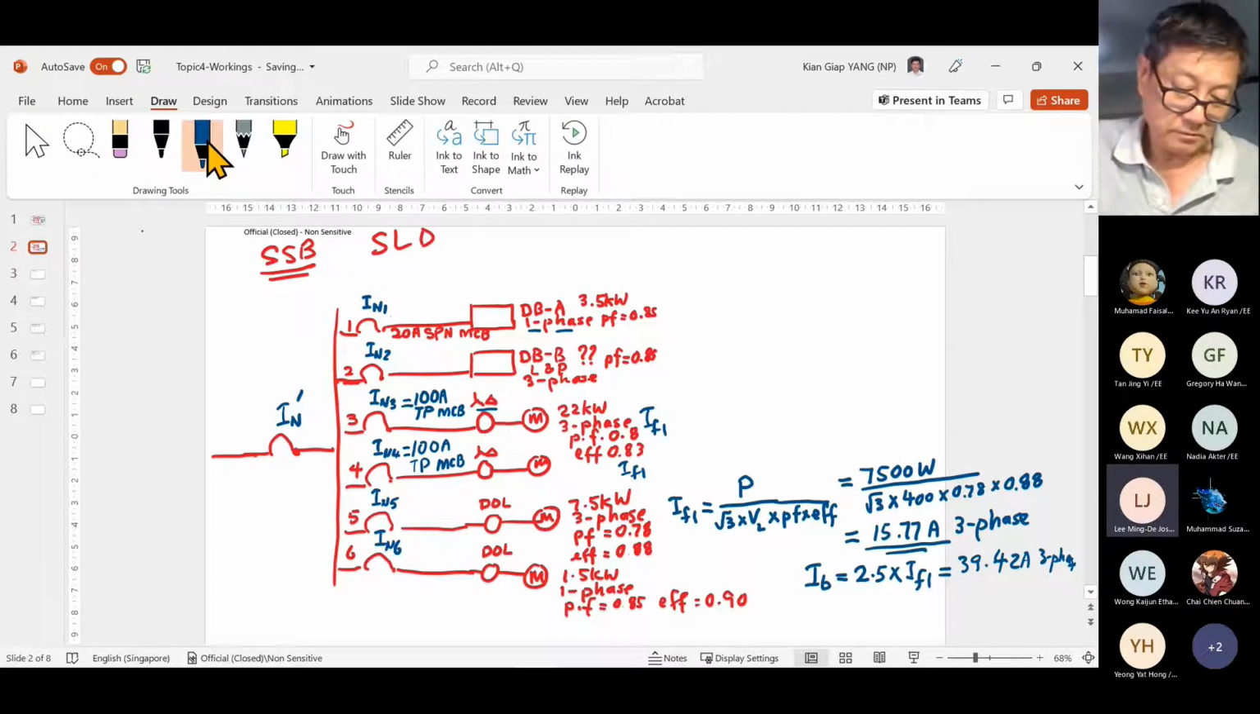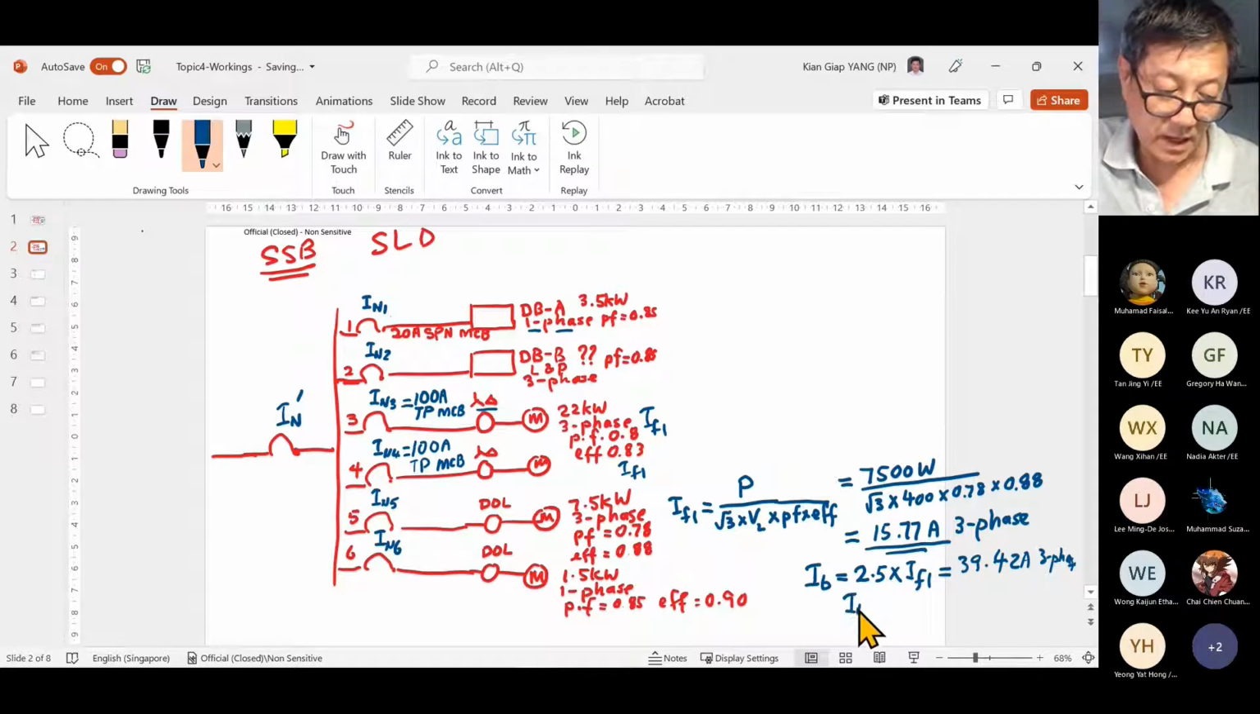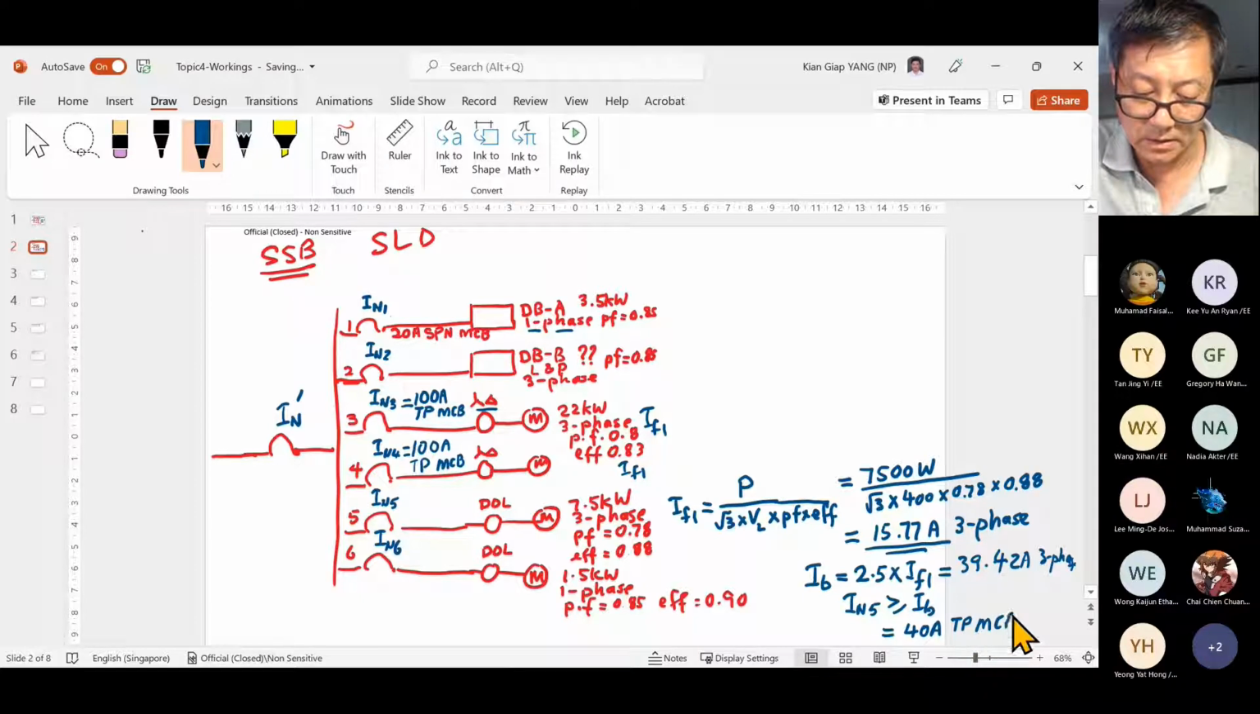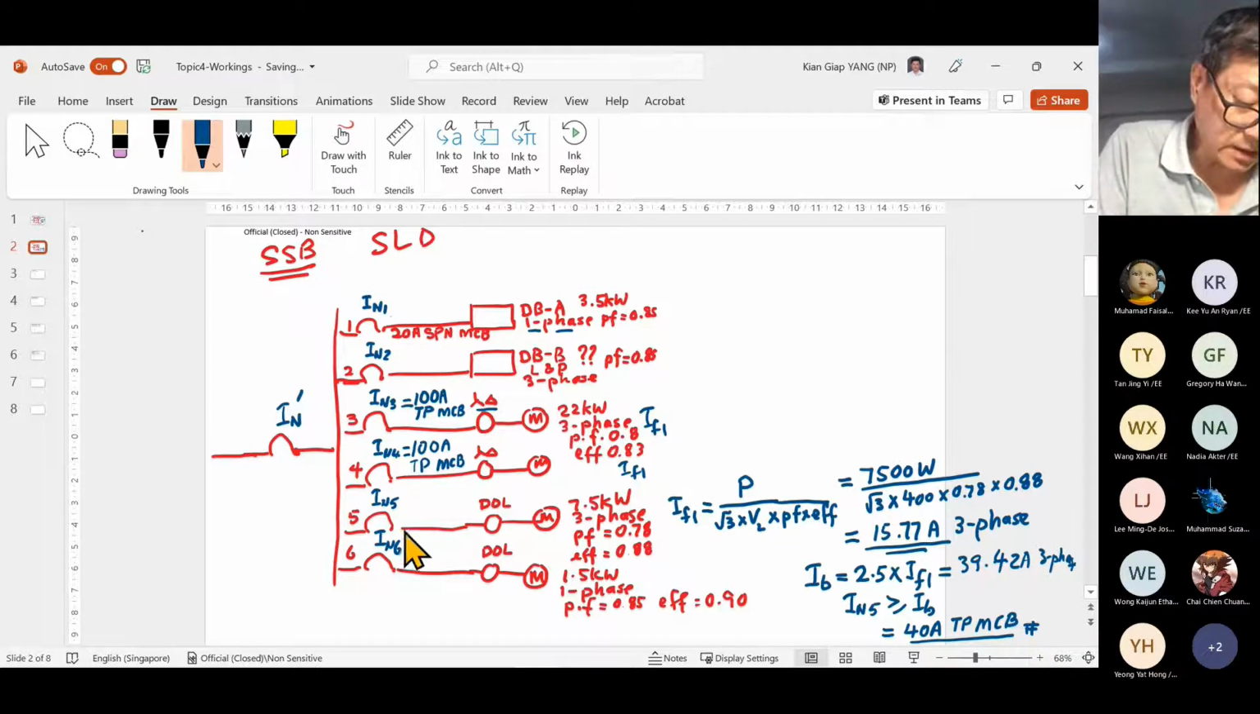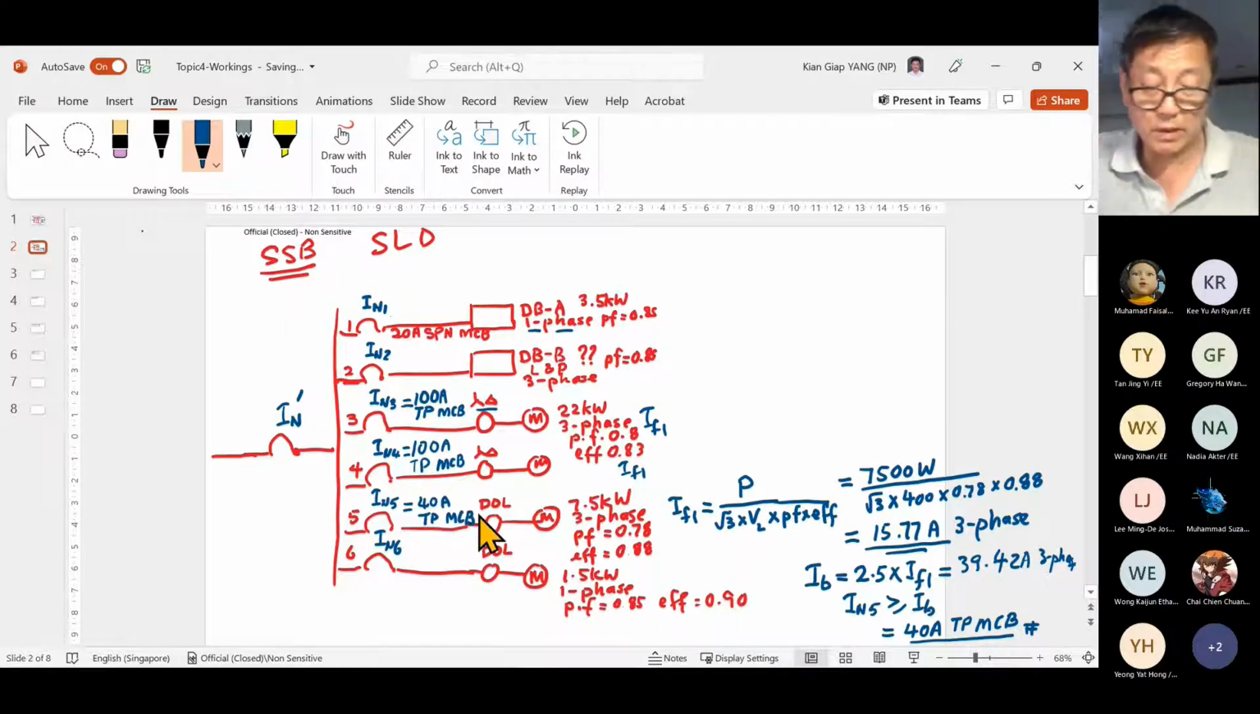You must find the MCB. That means I can select my IN5 to be greater or equals to this IB value. So 50. No, not 50. 40, 40 ampere TP MCB. Yes, that's the value. All right, so that is the value for this one. This one is 40 ampere TP MCB.